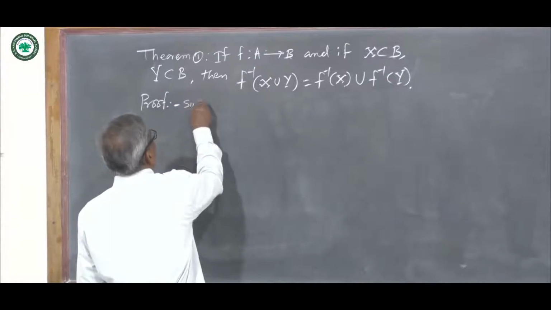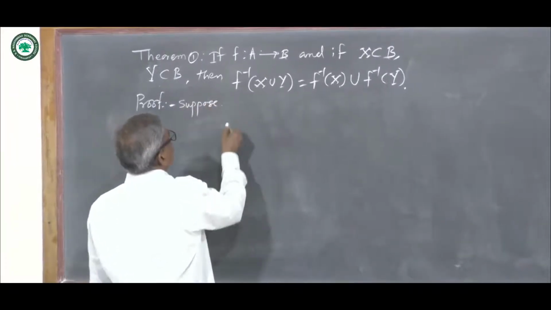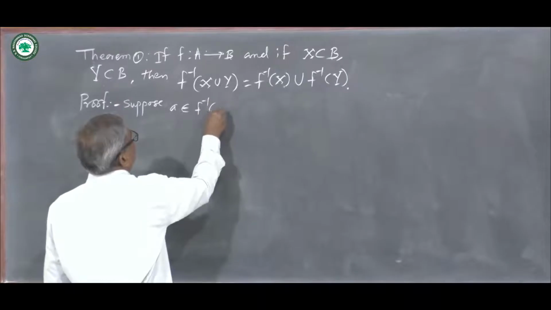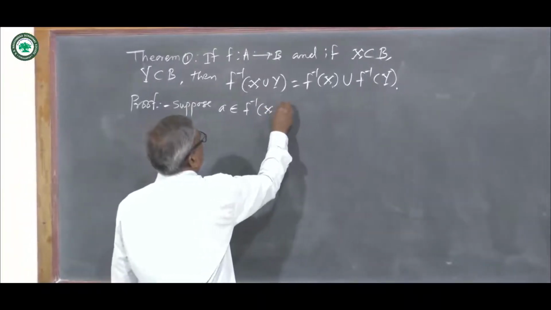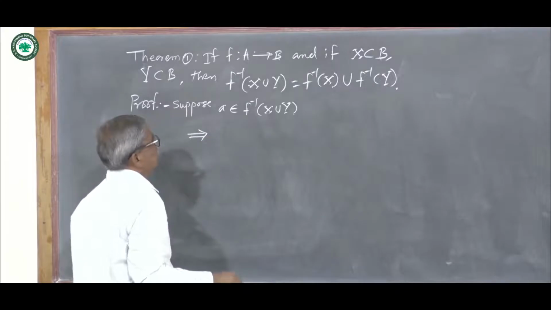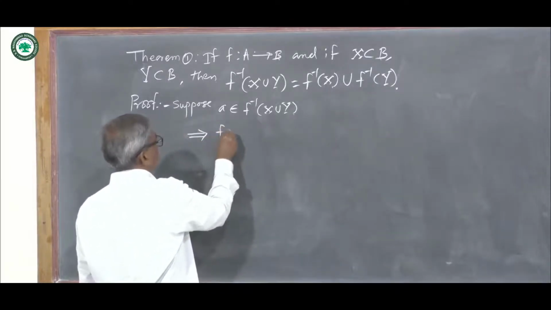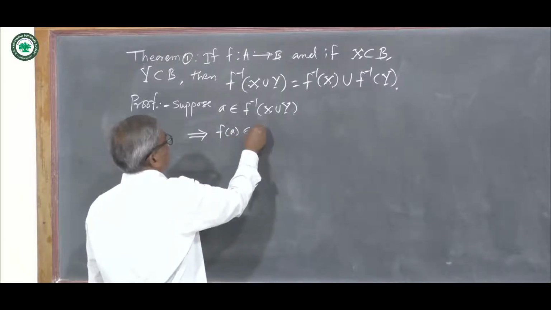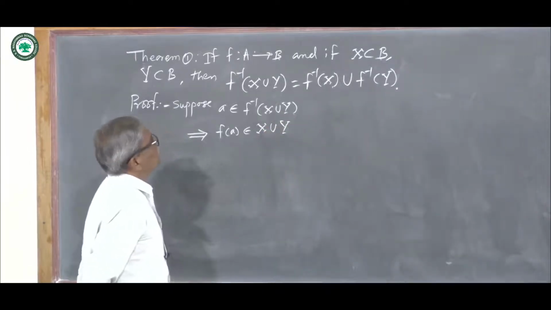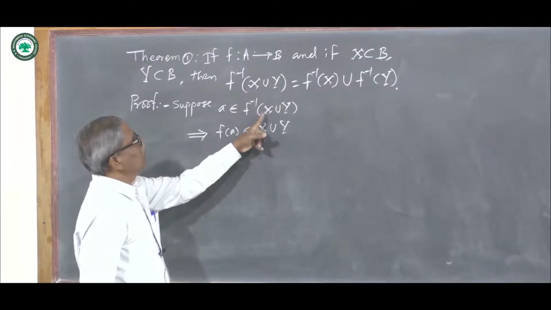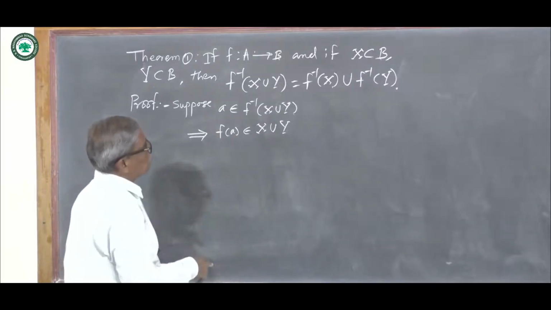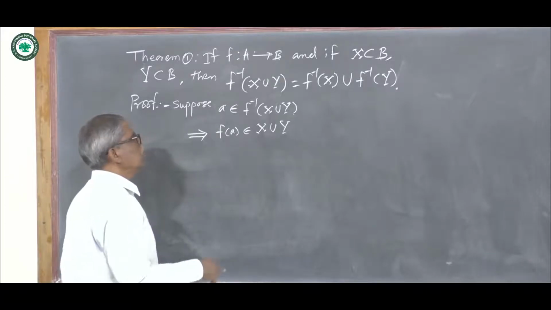Suppose a belongs to f inverse of X union Y. This implies f of a belongs to capital X union capital Y. a belongs to f inverse of the LHS, f inverse of X union Y. This implies f of a belongs to X union Y.